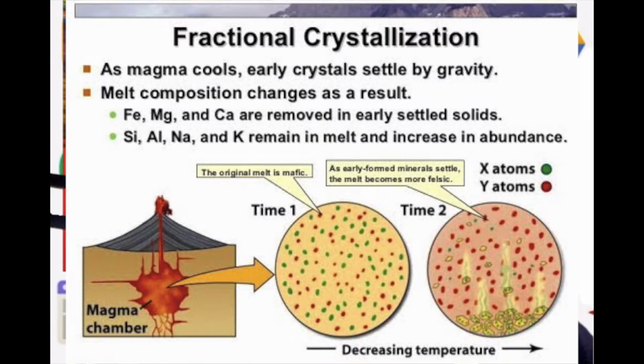Also on page 80 is fractional crystallization. When magma cools, it crystallizes in reverse order of partial melting. That is, the first minerals that crystallize from magma are the last minerals to melt. Okay? Next word on page 82 is intrusive rocks.